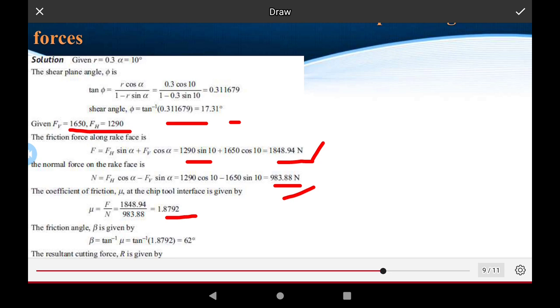The coefficient of friction is 1.8792. The friction angle beta is given by beta equals tan inverse mu, where mu is the given value. Putting in this value, beta equals 62 degrees.